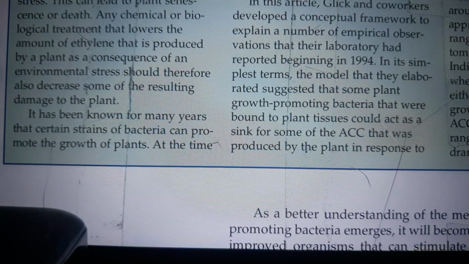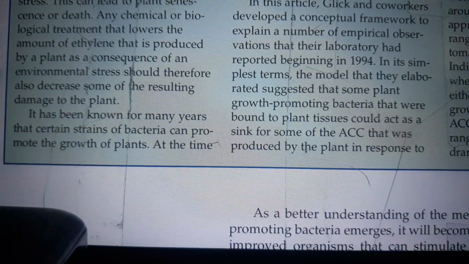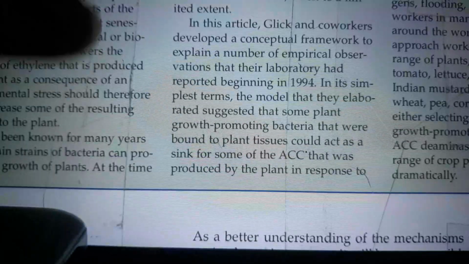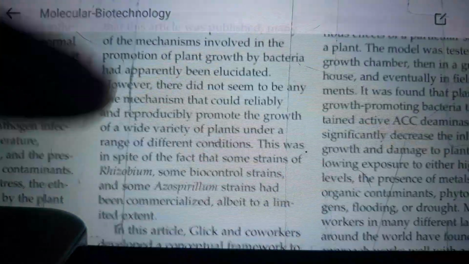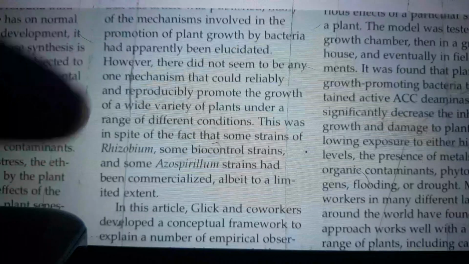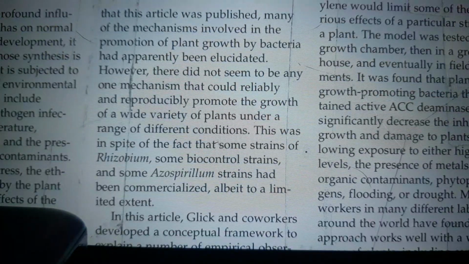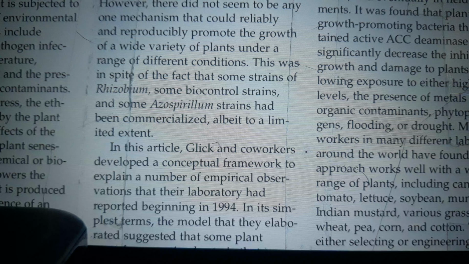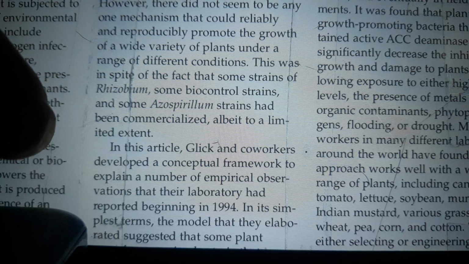It has been known for many years that certain strains of bacteria can promote the growth of plants. At the time that this article was published, many of the mechanisms involved in the promotion of plant growth by bacteria had apparently been elucidated. However, there did not seem to be any one mechanism that could reliably and reproducibly promote the growth of a wide variety of plants under a range of different conditions. This was in spite of the fact that some strains of rhizobium, some biocontrol strains, and some azospirillum strains had been commercialized, albeit to a limited extent.